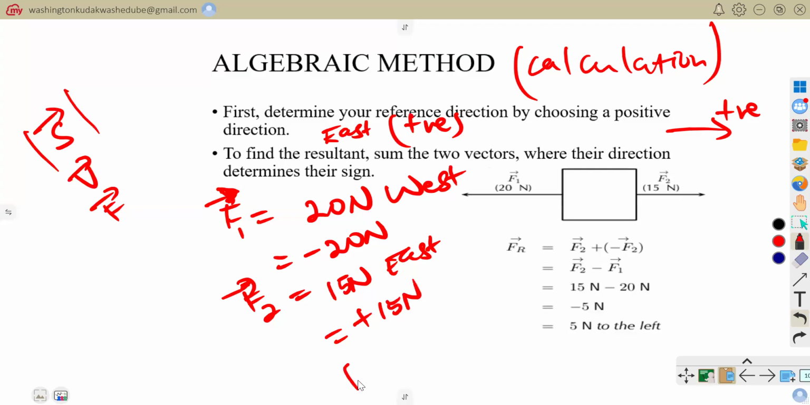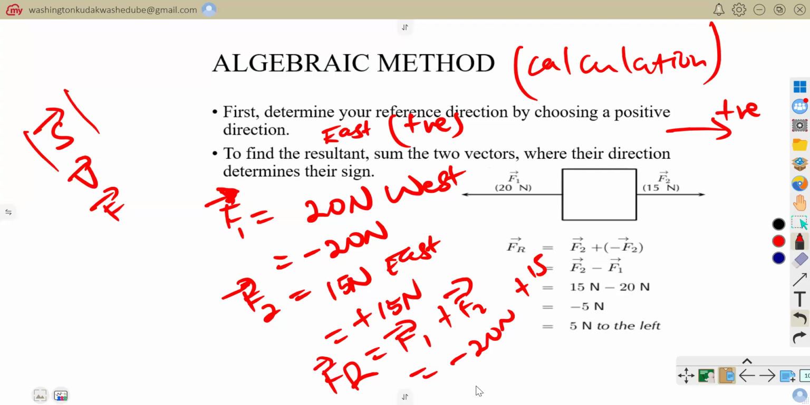And then my resultant vector now becomes F1 plus F2. But I know that F1 is a negative 20, and F2 is a positive 15. So it's negative 20 plus 15. That becomes negative 5 Newtons. And since I said negative means west, this is just 5 Newtons west.